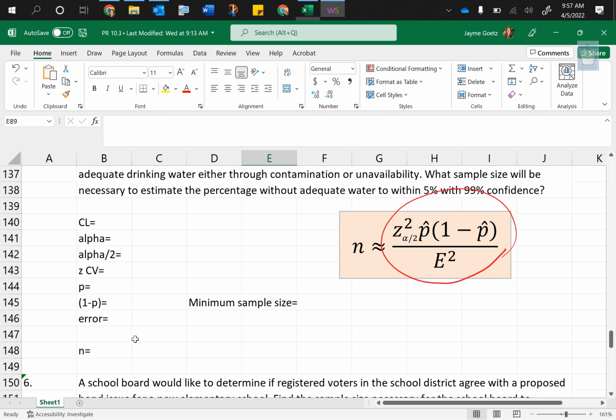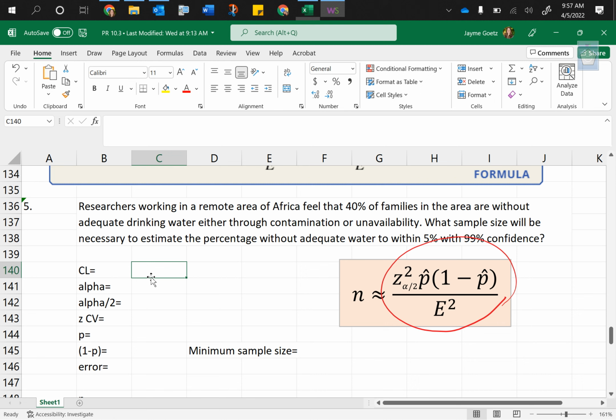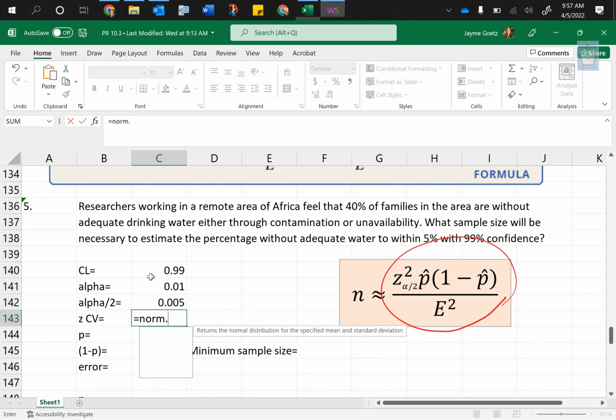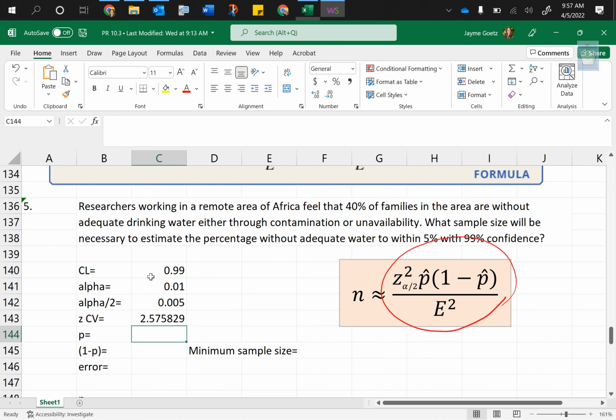So let's figure out all of this information. What is my confidence level here? 0.99. They said with 99% confidence, so that's 0.99. Which means, what is my alpha? 0.01. And what is my alpha over 2? 0.005. Let's take a second to find my z value, NORM.S.INV of 1 minus that. That's my z sub alpha over 2.